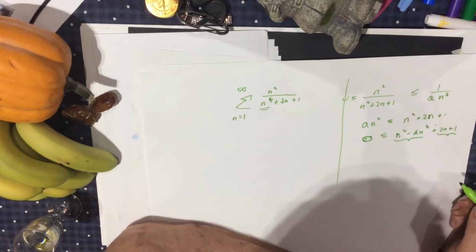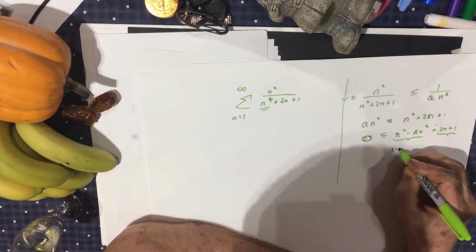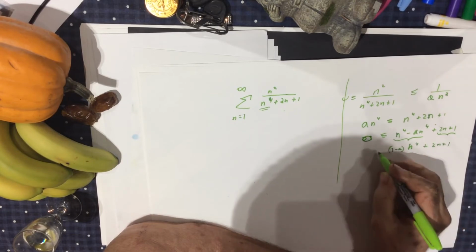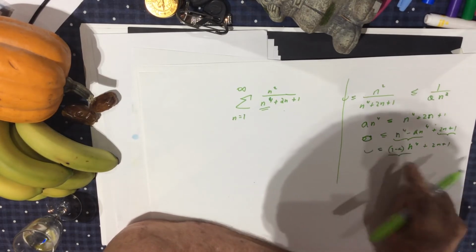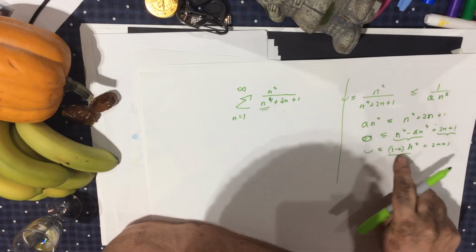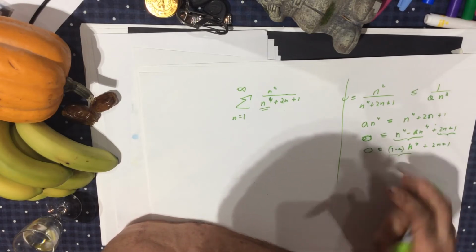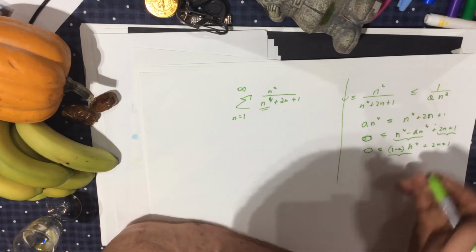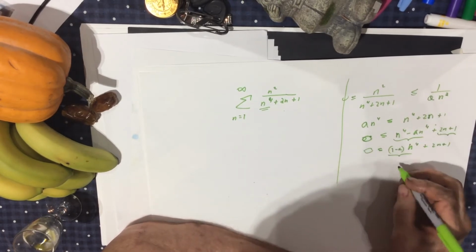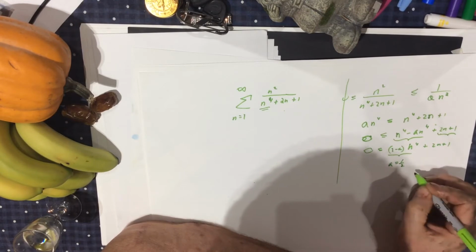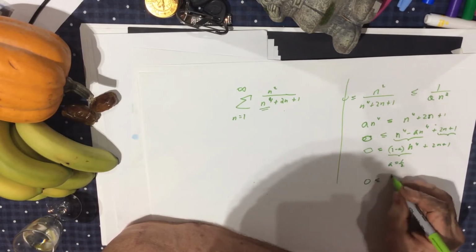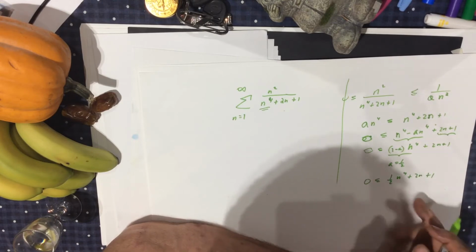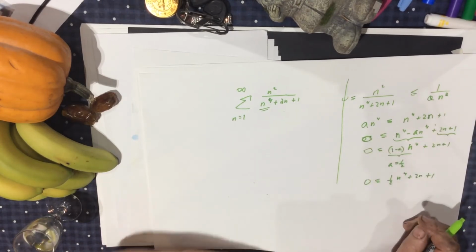How do we guarantee this to be positive? Well, we know that a positive and a positive and a positive will be positive. So this fact will be true. And we just have to pick a nice a. How about a equals a half? And that says that 1/2 n to the fourth plus 2n plus 1 is positive. And now we work our way backwards.